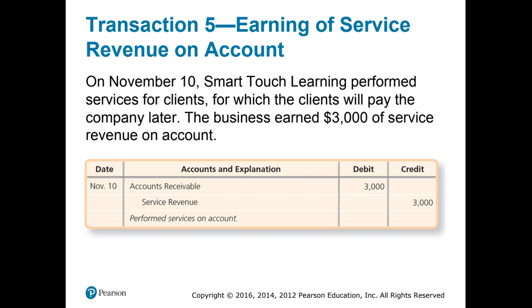So we have our date. We're going to debit our accounts receivable for $3,000, and we're going to credit our service revenue for $3,000, and we performed services on account. So we've earned the money, but they have not yet paid us for it. That's why we have a receivable. It's money owed to us.